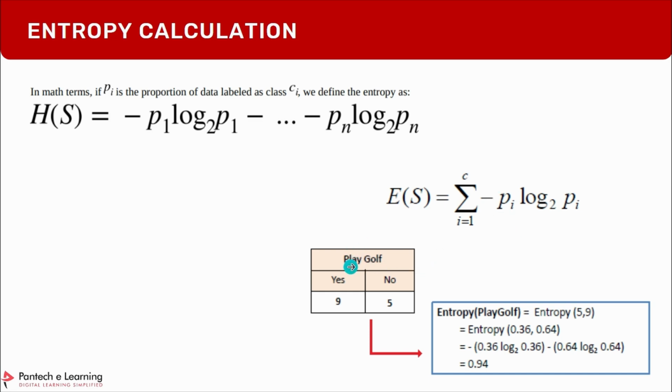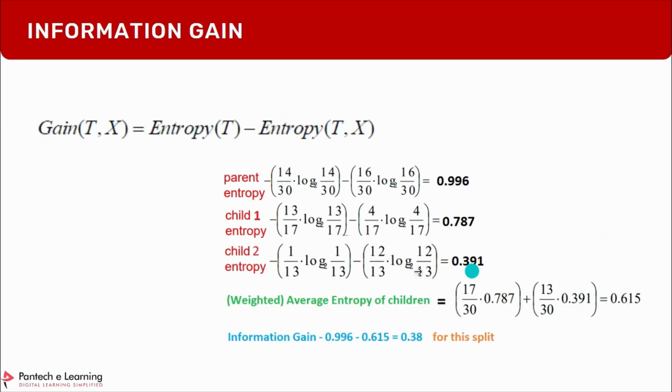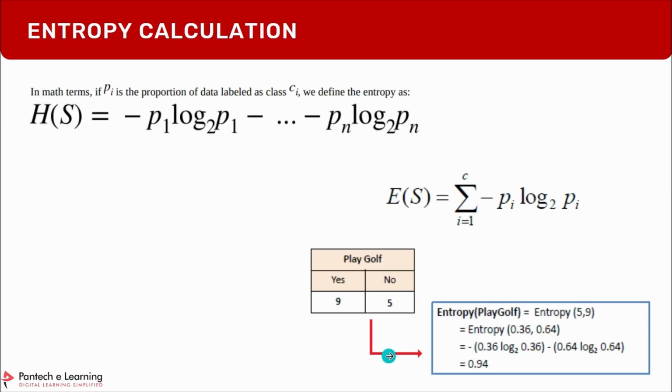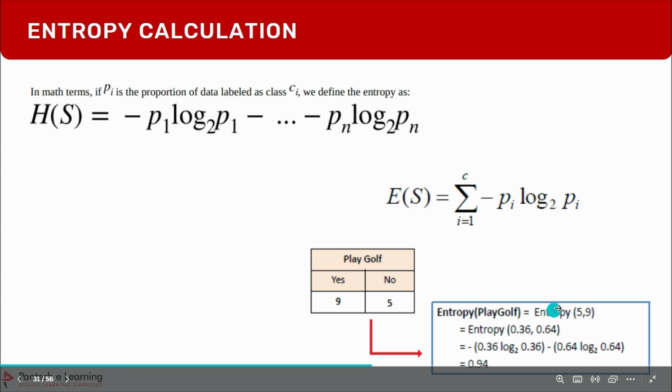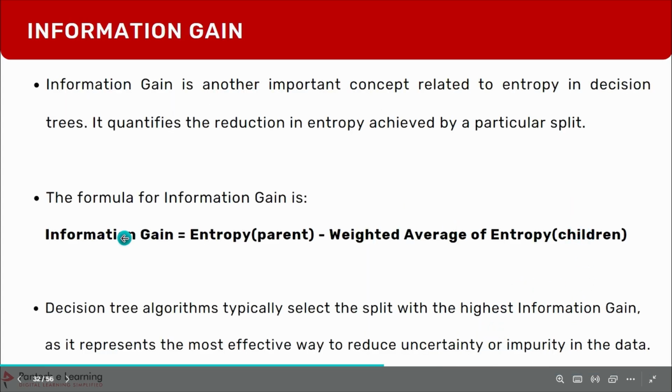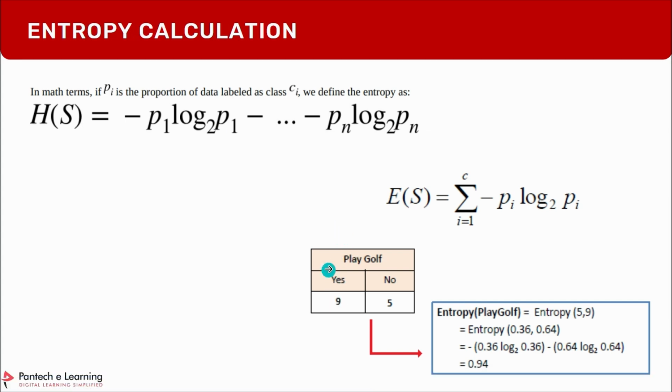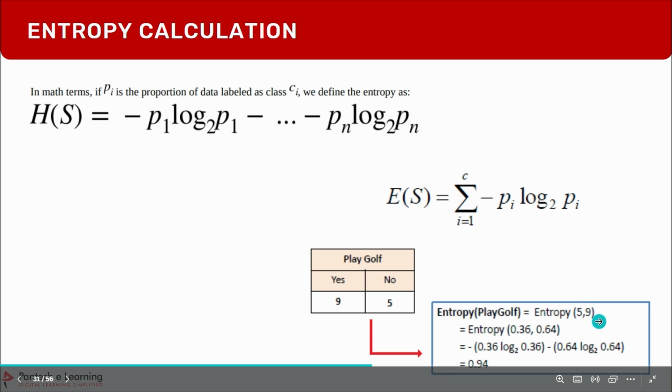For example, this is another data set which has a feature, the same play golf, yes or no. Based on it, the entropy will be calculated, and a value will be obtained. See here how it is calculated. We have yes 9 times and no 5 times. So the entropy of 5, 9 will be calculated with the formula.